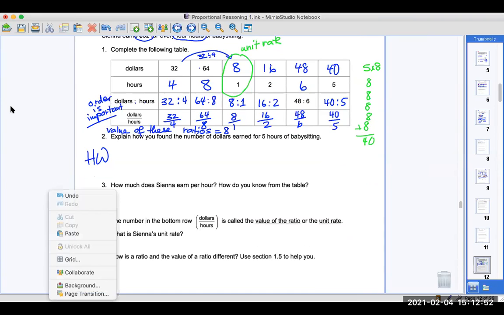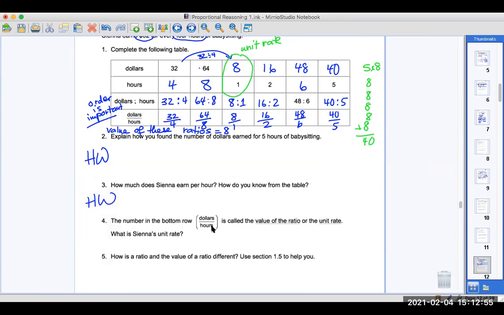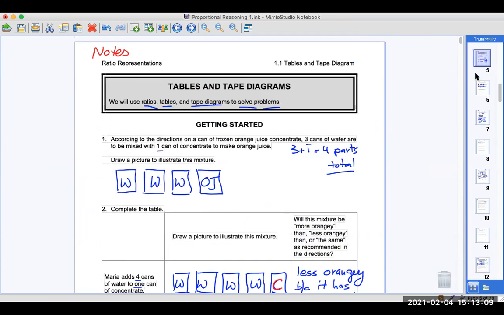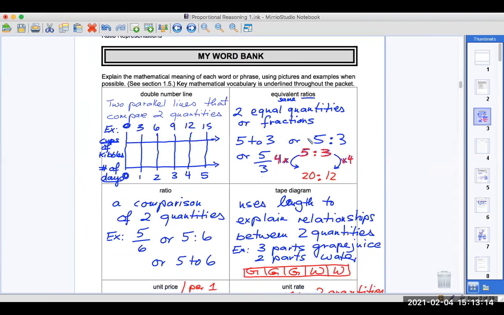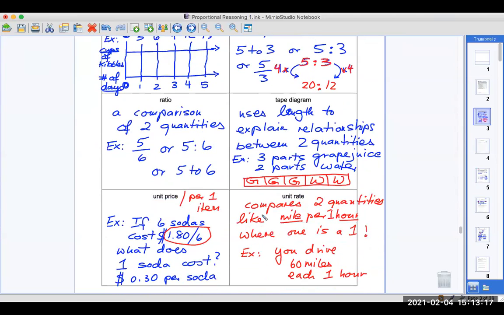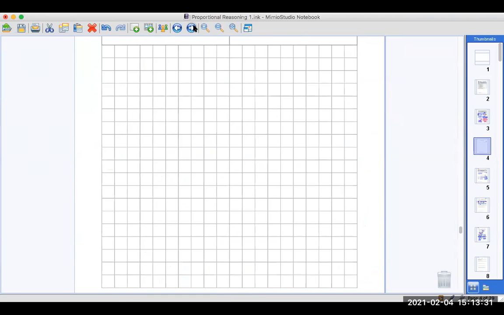And number 4, the number in the bottom row, dollars per hours, is called the value of the ratio or the unit rate. A unit rate always compares two quantities. Let me look on our first page and see if we have that on our first page. Unit rate, tape diagram, unit rate. There it is on the bottom. Compares two quantities like mile per hour, where one of those units is a 1. You drive 60 miles each hour. Okay, so that's where that came from, unit rate.